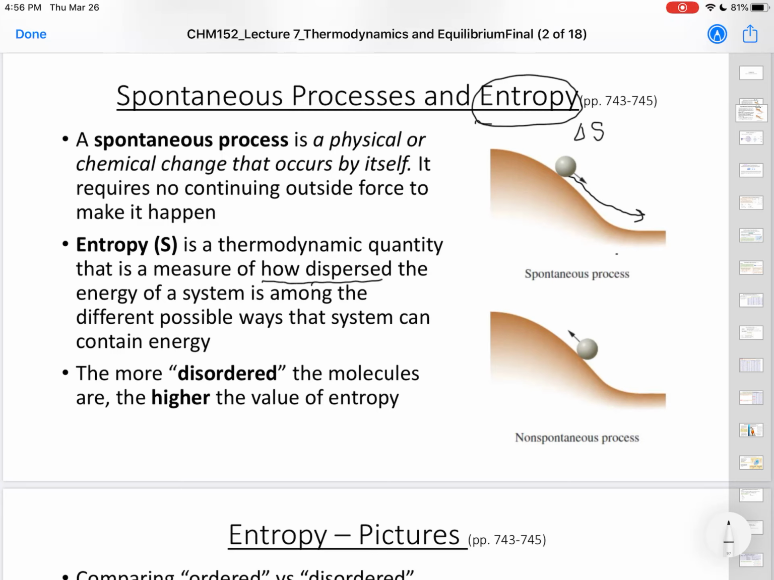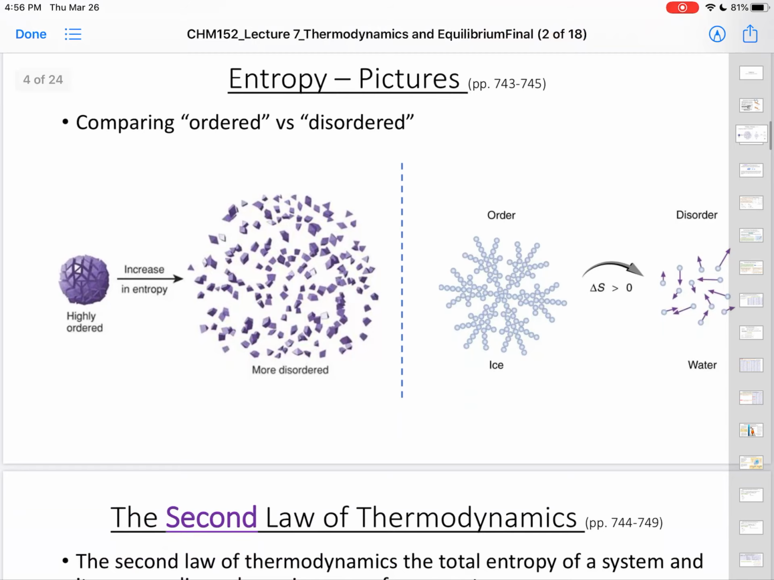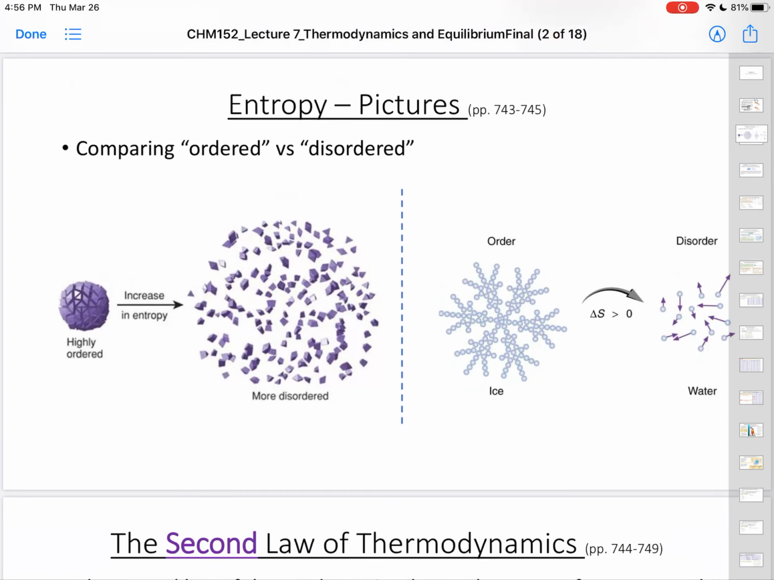So here, entropy is a thermodynamic quantity, and it is a measure of how dispersed the energy of a system is among the different possible ways that the system can contain energy. The book defines it as saying the more disordered the molecules are, the higher the value of entropy. The more disordered or dispersed the energy is in a system, the higher or more positive delta S is.